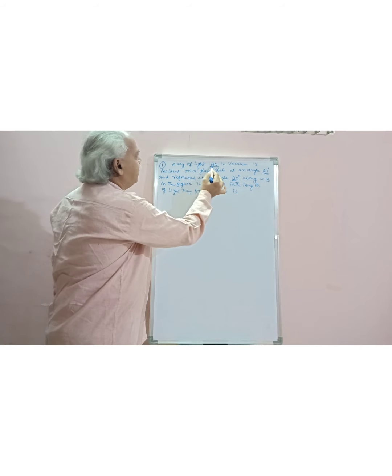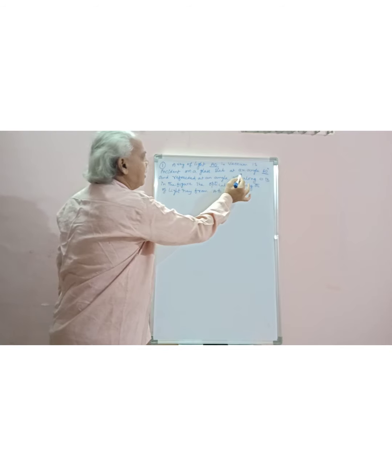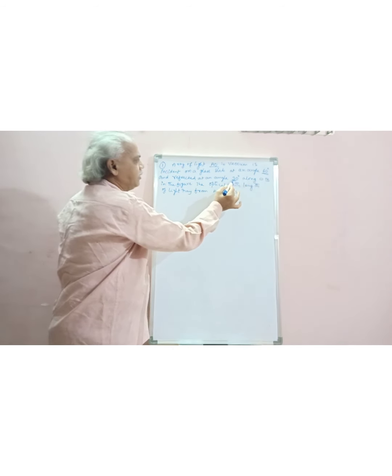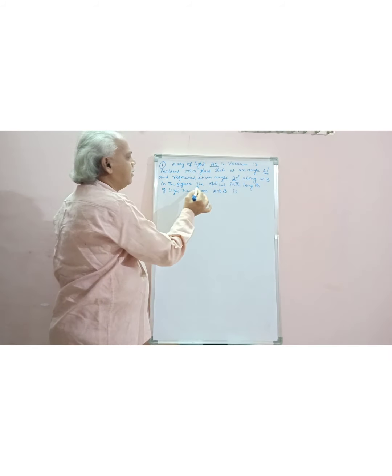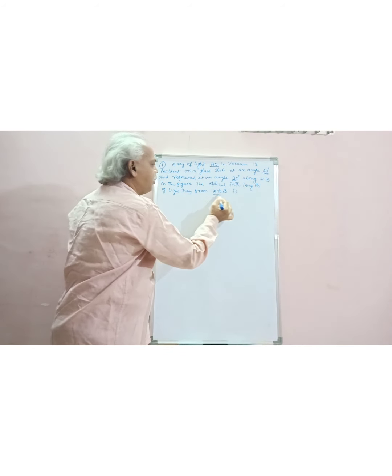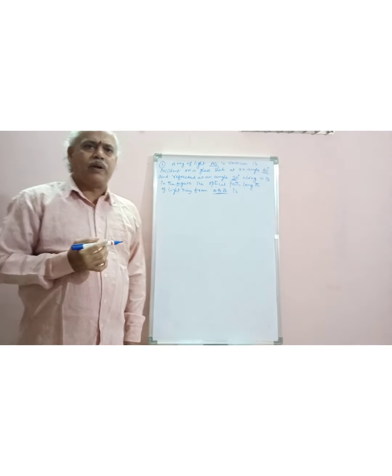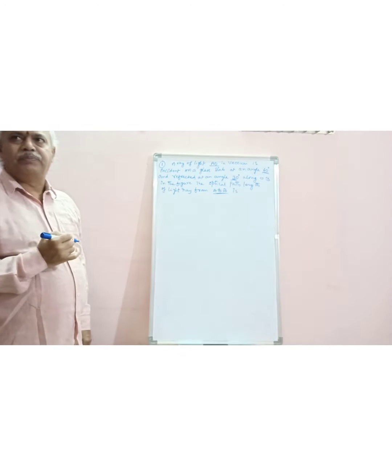A ray of light AO in vacuum is incident on a glass slab at an angle 60 degree and refracted at an angle 30 degree along OB as shown in the figure. The optical path length of light ray from A to B is. Here light is traveling from vacuum to glass slab.